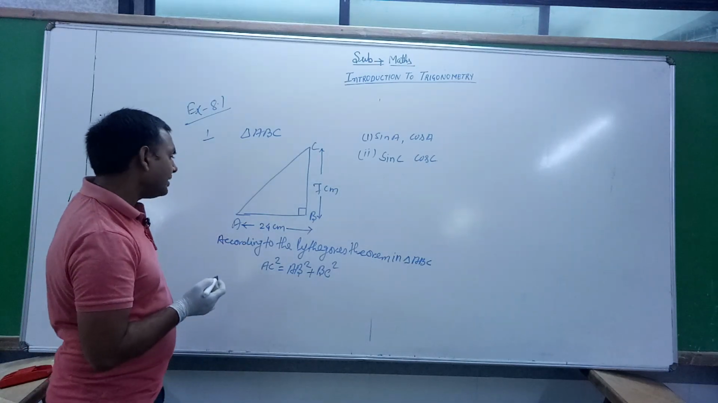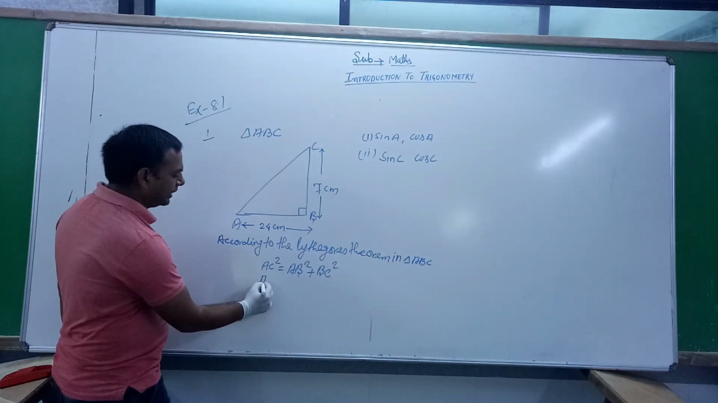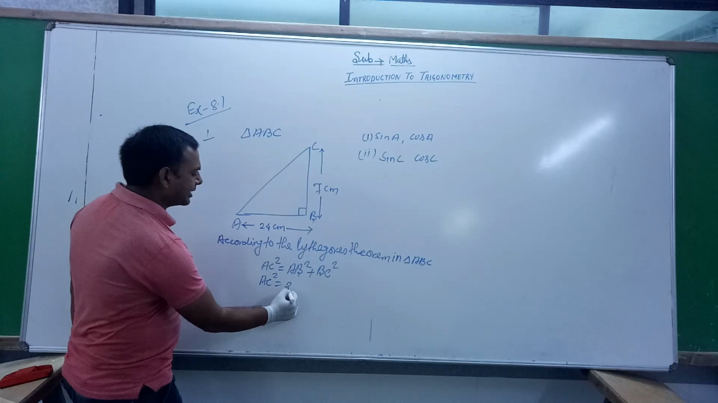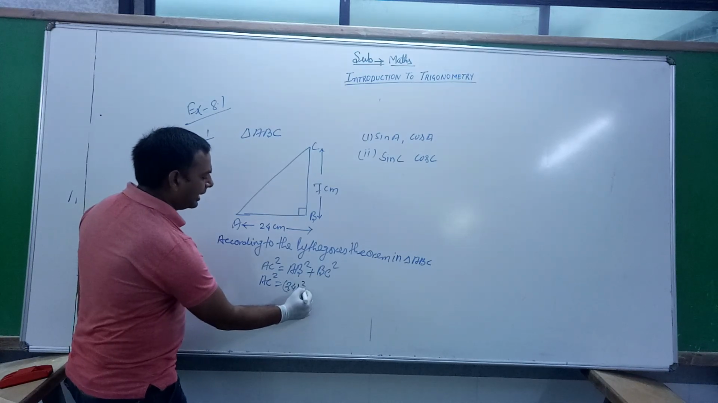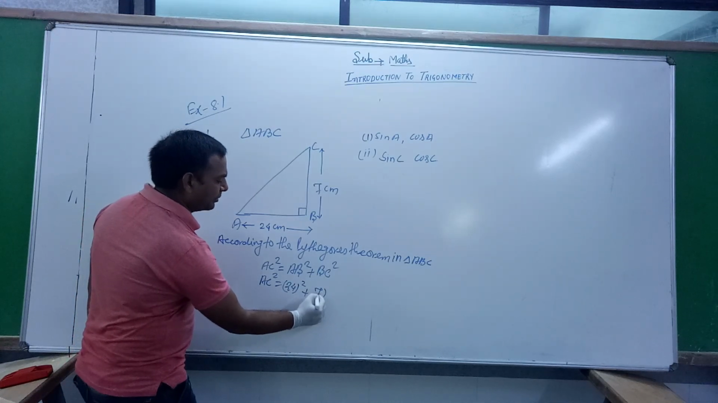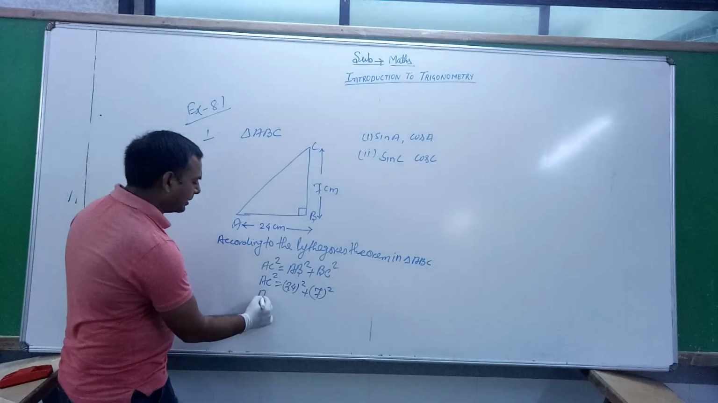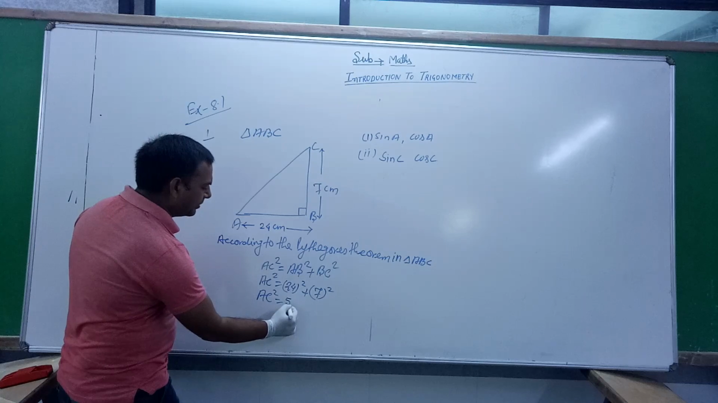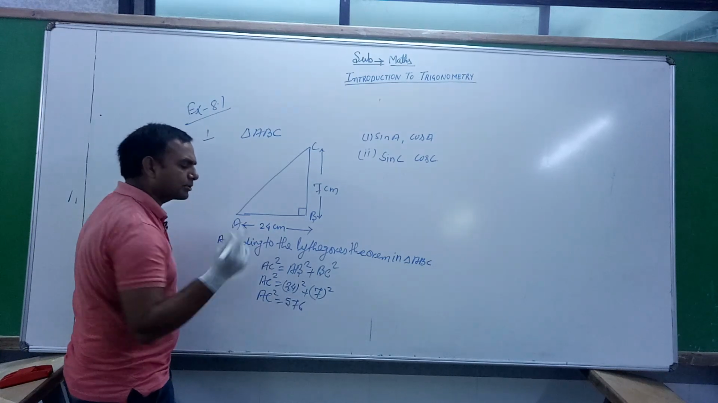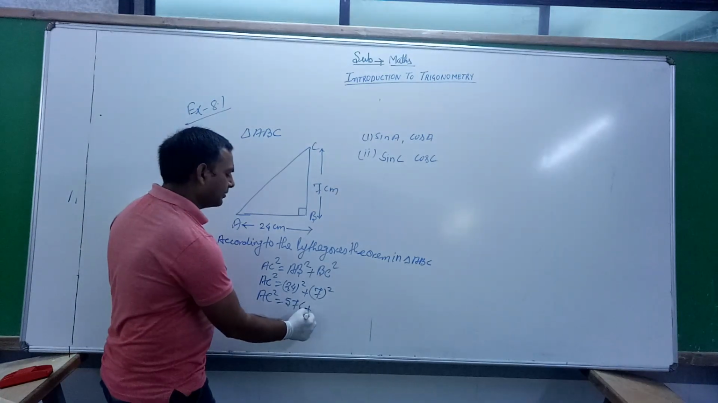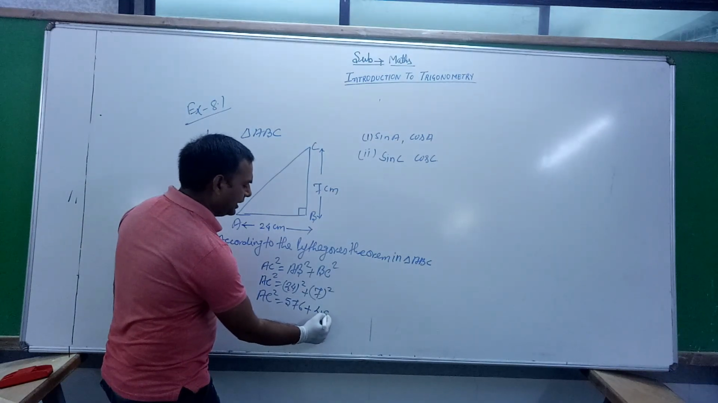Okay. AC is not given, so AC square is equal to AB, the value of AB, that is 24 square, plus the value of BC, that is 7 square. So AC square is equal to 576, because the square of 24 is 576, and the value of 7 square is 49.